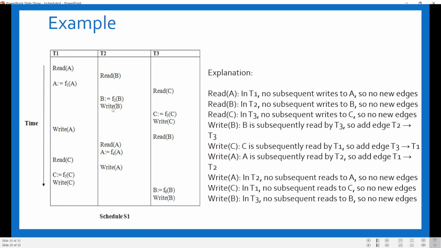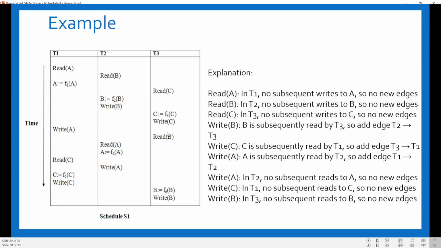Now next comes write B. In write B, you just need to see which operation follows B. After this write B, you can see there is an operation read B. So write B is followed by read B in transaction T3. So we can add an edge from T2 to T3 because read B is here.